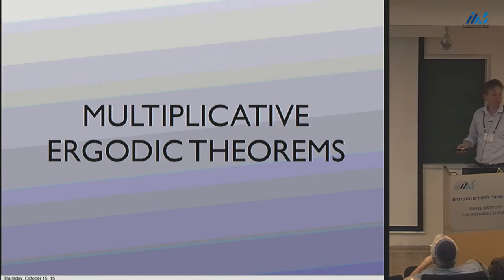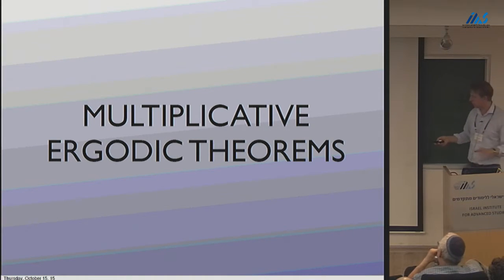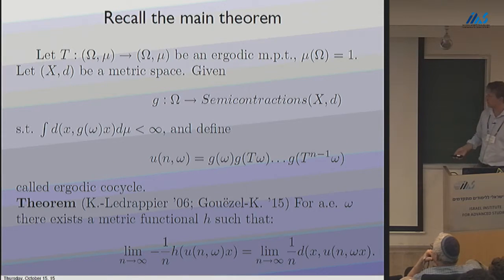Uri Bader, for example, in his work uses boundary theory and random walks for rigidity questions and the study of lattices.